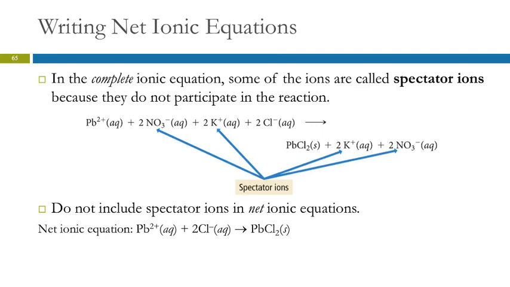Some of those ions are spectators. It's like at a boxing match. The spectators go and they sit in the stands and they watch, and when they leave, they look the same as they did before. The guys down in the ring come out and they've got a black eye and a bloody nose and they're all beat up, right? Something happened to them, but nothing happened to the spectators.